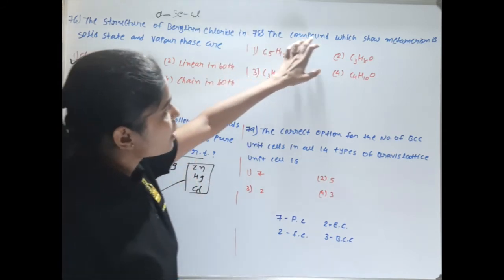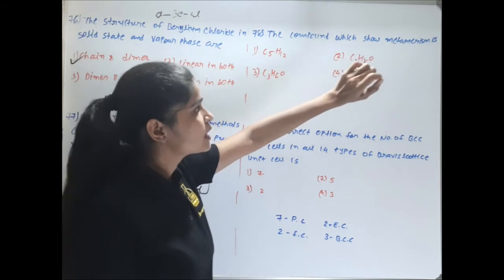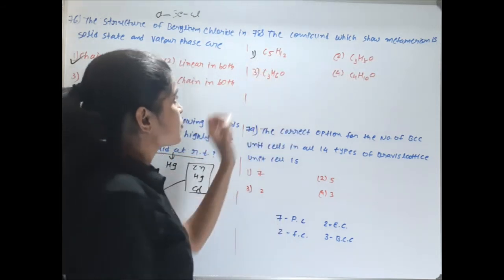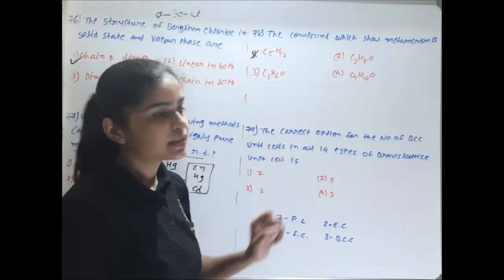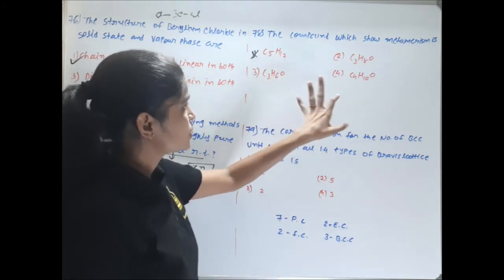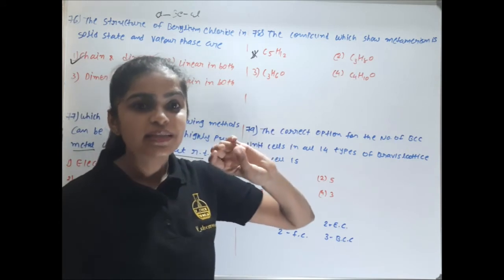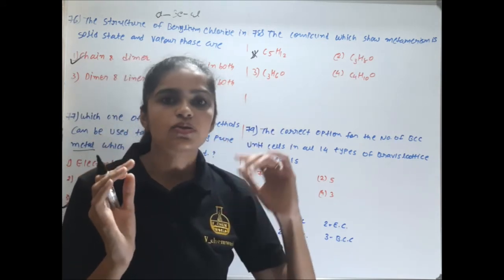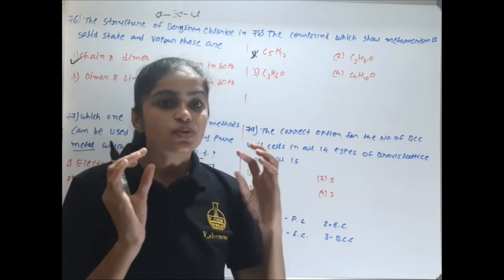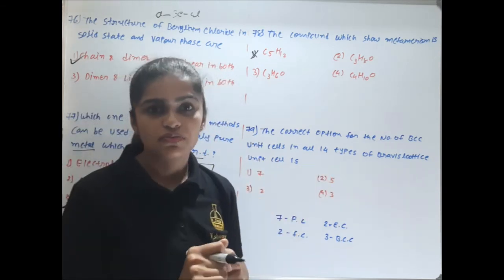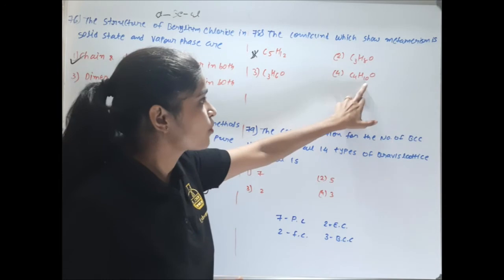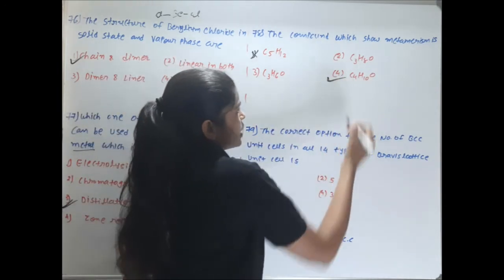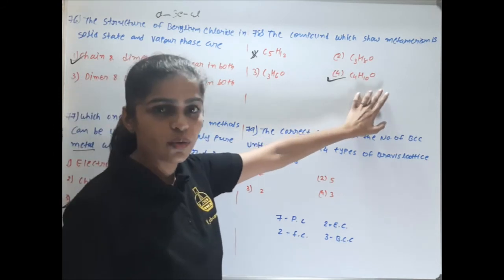Next is the compound which shows metamerism. In metamerism, two different functional groups are present. For hydrocarbons, there is no functional group present. Among these three, for example, with a C double bond and a CH3 group on one side and a CH3 group on the other side, there is only one configuration. But in the presence of C4H10O, it gives different configurations. So the right option is C4H10O.